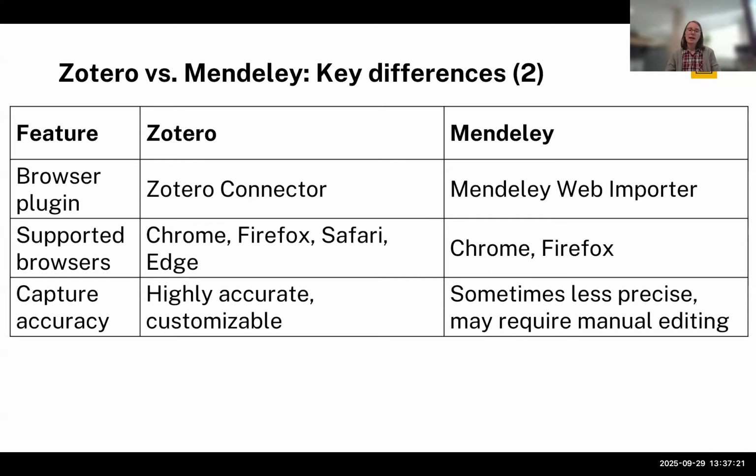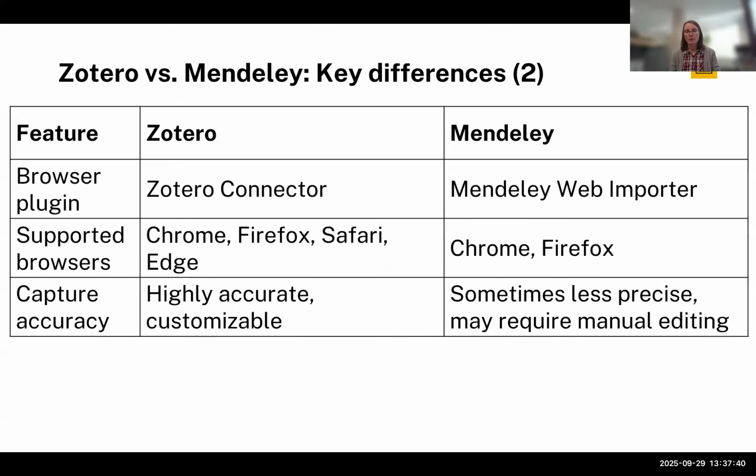Both Zotero and Mendeley have browser plugins that allow you to pull the metadata from the citations or the sources you're seeing on your screen directly into those tools. So whether you're searching our library catalog, Google Scholar, or you're on a website, these browser plugins will help you pull that information into the tool you're using.